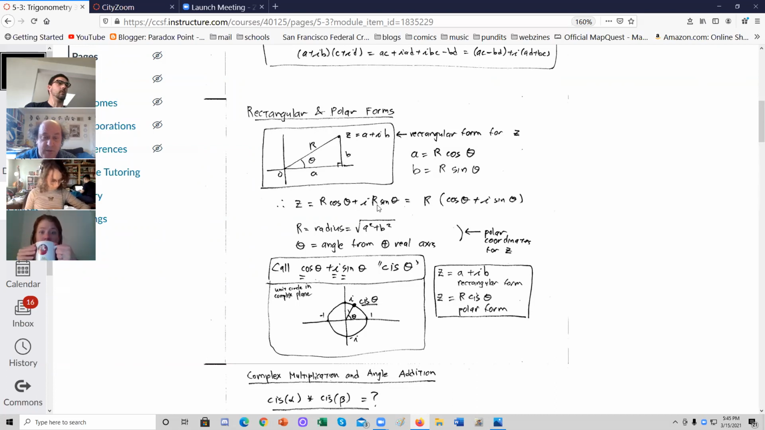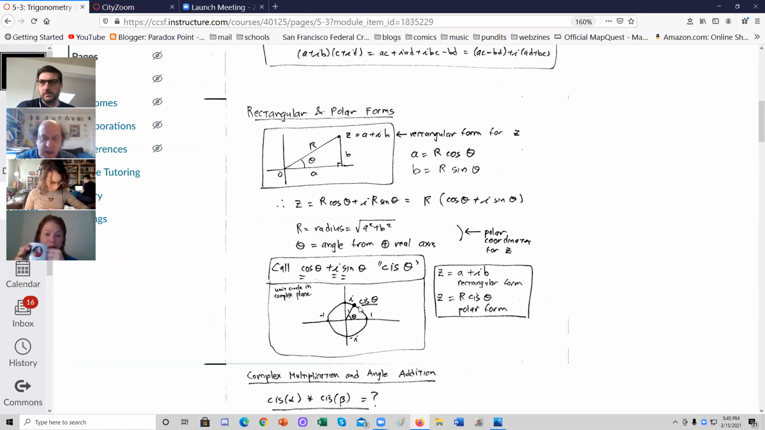And what do you know? We can factor out an r, and you get z equals r times cos theta plus i sine theta. And now we've separated the r and the theta into two parts. Here's this plain old r. Here's this thing, cos theta plus i sine theta. And what is that? Well, cos theta plus i sine theta has a name, cis theta.